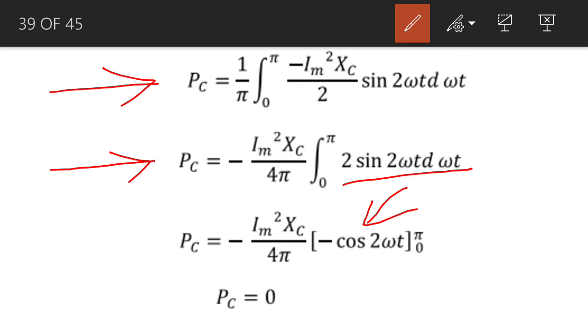If you put the values of the limit in this particular equation, the average value of the AC power taken by the capacitor is equal to 0. So the capacitor does not consume AC power under ideal condition. The average value of the AC power is equal to 0.